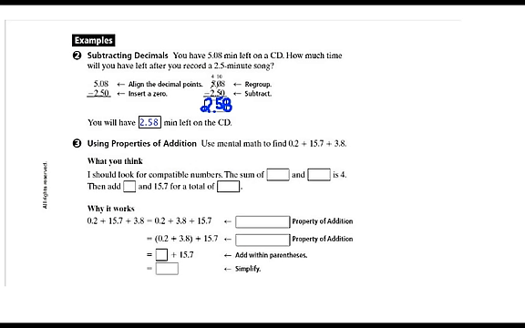Now we're going to use some of the properties of addition to solve a problem mentally. The problem is 2/10 plus 15 and 7/10 plus 3 and 8/10. We can use compatible numbers to find the sum and the commutative property. We can rearrange the numbers. So if we take a look at this problem, 2/10 and 3 and 8/10 is 4. Then you can add 4 and 15 and 7/10 for a total of 19 7/10.